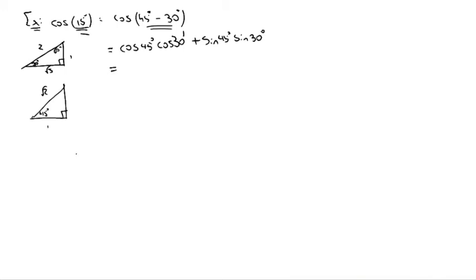So what's the cosine of 45? It's 1 over square root of 2, but we're going to write it as square root of 2 over 2. And here you do have to rationalize, where before I didn't care, here you're going to have to. What's the cosine of 30?